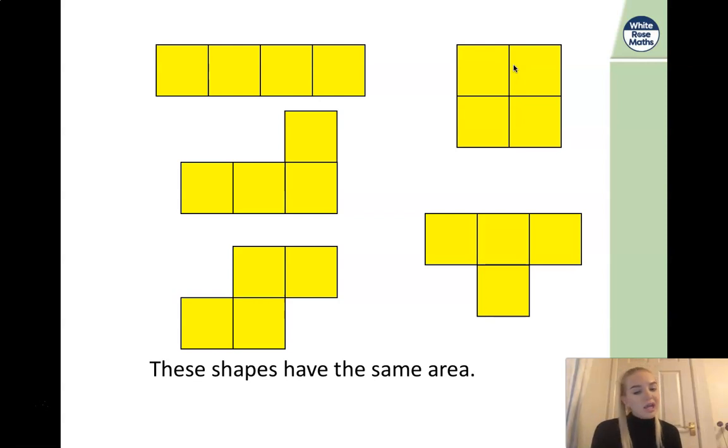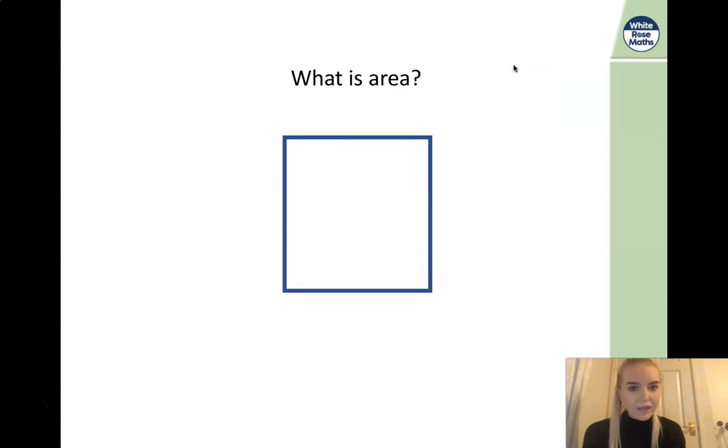Now all of these shapes have the same area. Can you explain how you know that? They each are being made by using 4 squares, 4 of your sticky notes or 4 of your pieces of paper. Fantastic. So you can see here that they are using 4 squares to make the area. Now you might be still thinking, Miss Newman, what is area? Well, let's have a look.